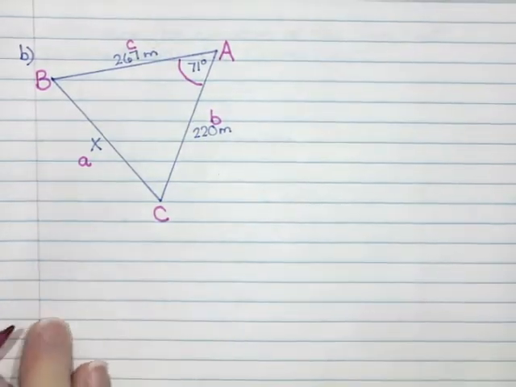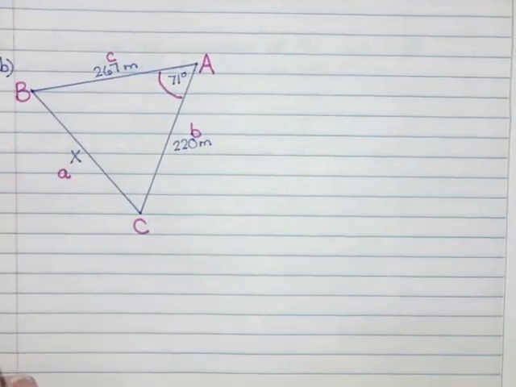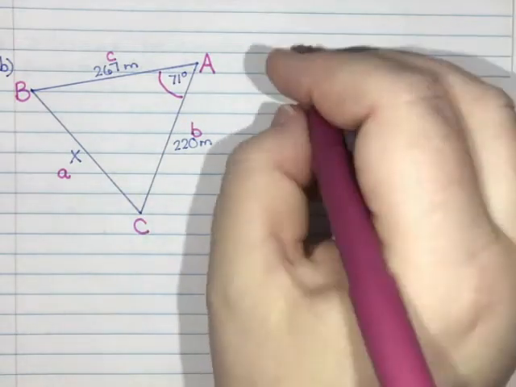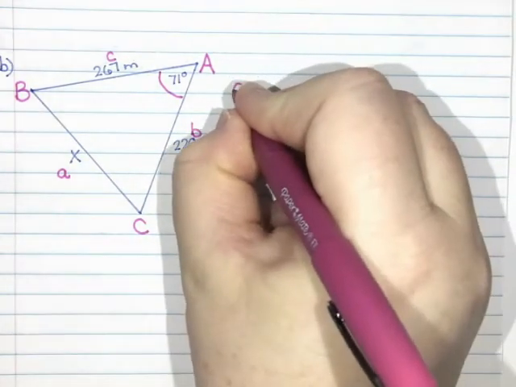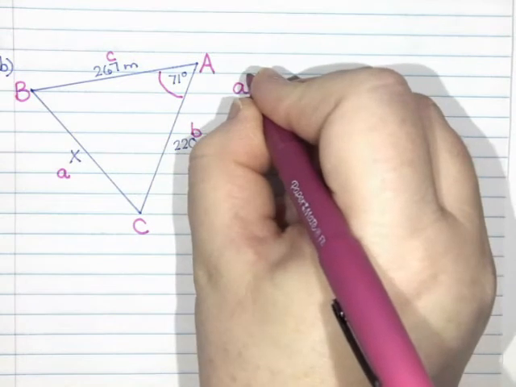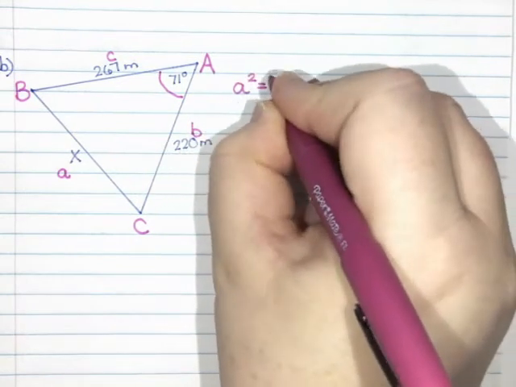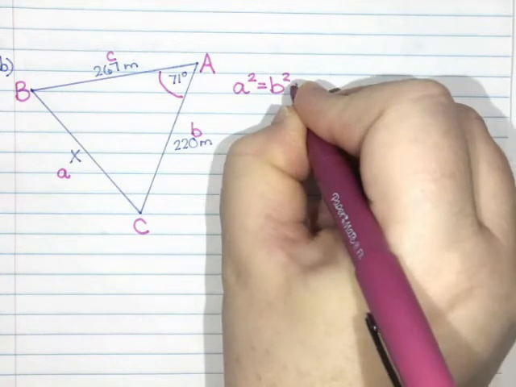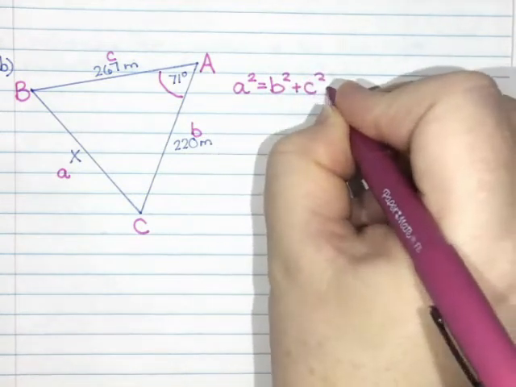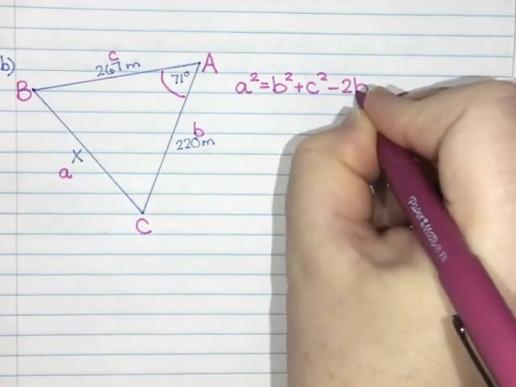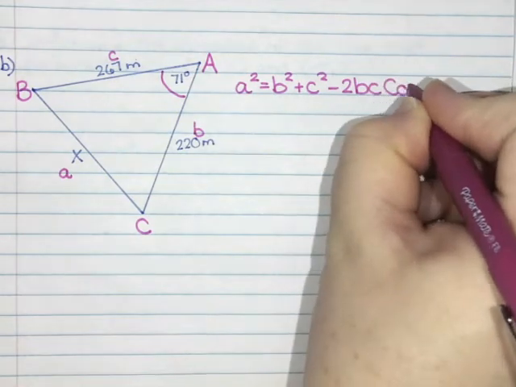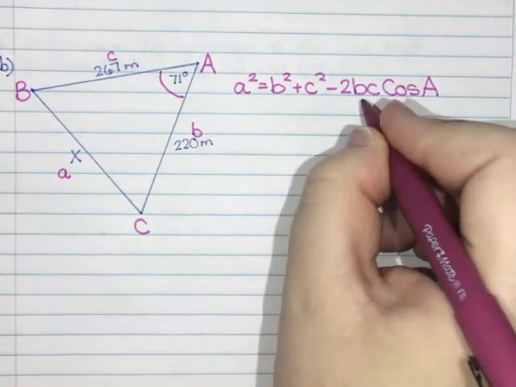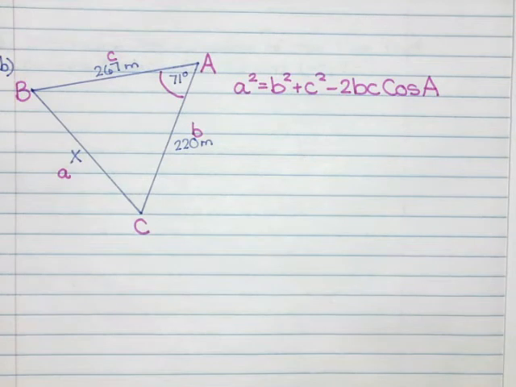So the formula for cosine law looks kind of scary, but really once you get to know it, it's not so bad. We start with little a, the side a squared, equals little b squared plus little c squared minus 2bc cos A. So that is 2 times b times c times cosine A.